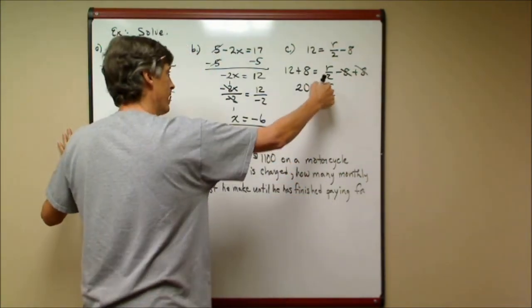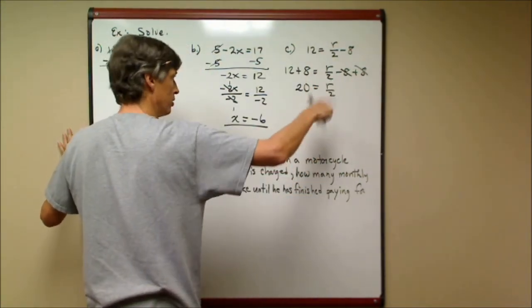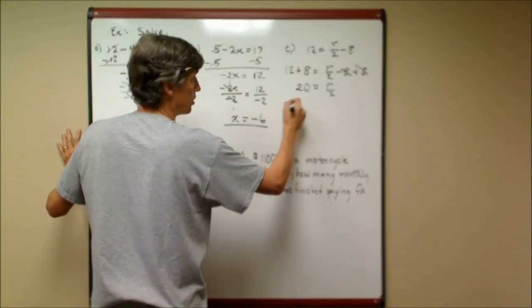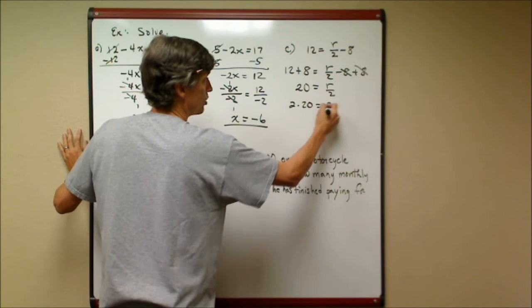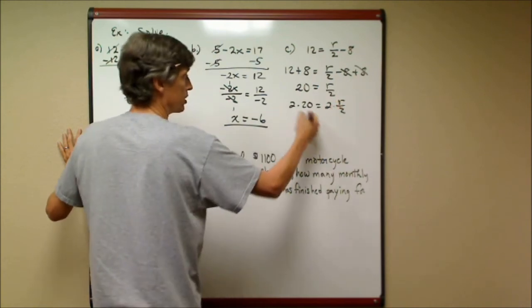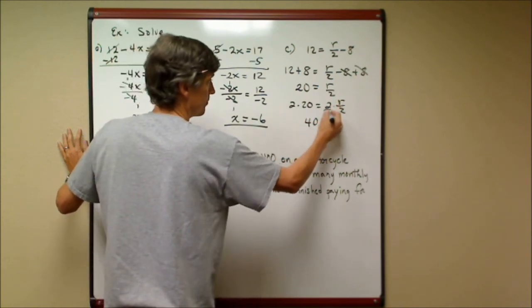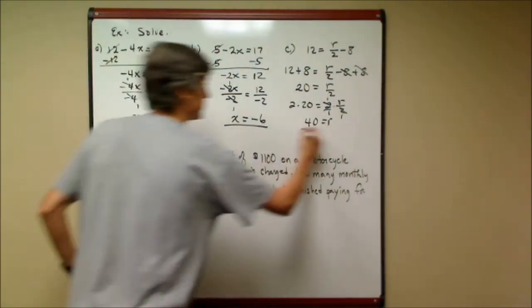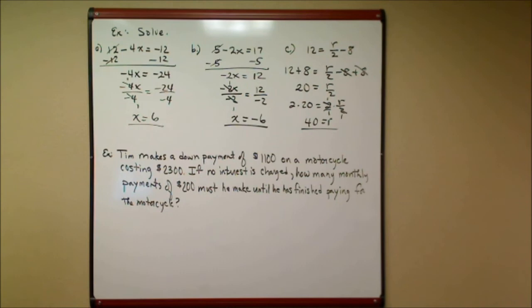Now since I'm dividing by 2 into my variable, to undo that, I take the inverse of this, and I multiply by 2. So 2 times the left side and 2 times the right side. This is going to give me 40, and I get r is equal to 40, or 40 is equal to r. And that's my answer.